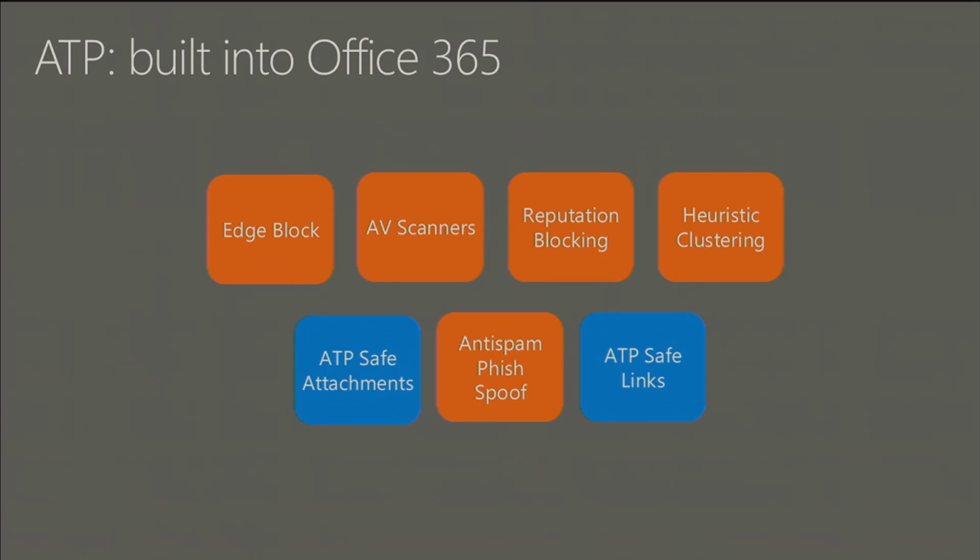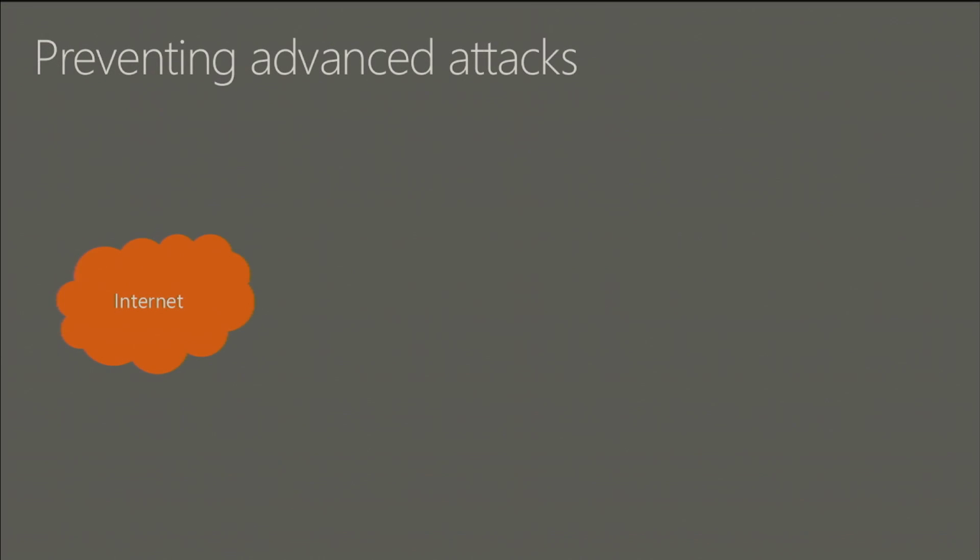ATP safe attachments, and I'll get into this a little bit more later, is our sandboxing environment where we take every attachment that you receive and open it up in a hypervisor environment to try to catch unknown, new, and evolving malware. And ATP safe links is our time-of-click protection where we wrap URLs and check their reputation at time of click. But I'll get into those more later.